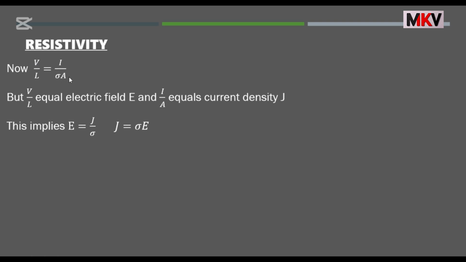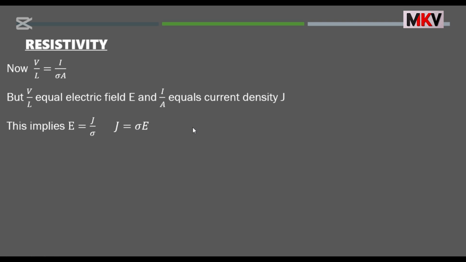But we know that V over L equals electric field E, and I over A equals current density. So after substituting all these into the equation, we have electric field E equal to current density over conductivity. So therefore, this equation proves that current density is equal to conductivity times electric field, as we saw earlier in the previous slides.